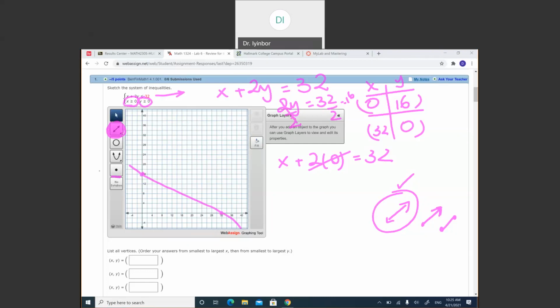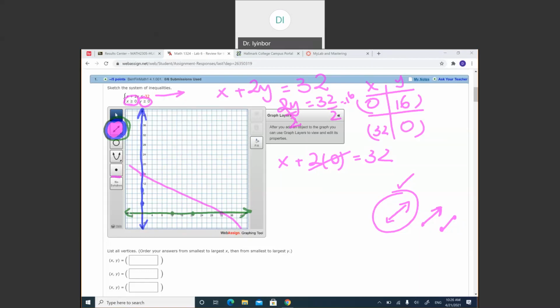After you graph the first line, you're going to graph x equals 0. You click on the first option, and then you click any 2 points on the y-axis, and that's going to graph the y-axis. Then after that, you're going to click the same way one more time, and you're going to click at any 2 points on the x-axis, doesn't matter. And WebAssign is going to create a straight line over the x-axis.